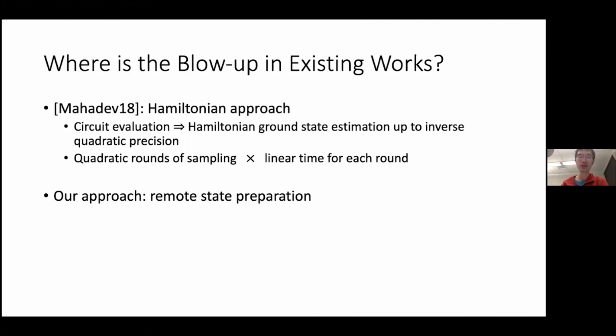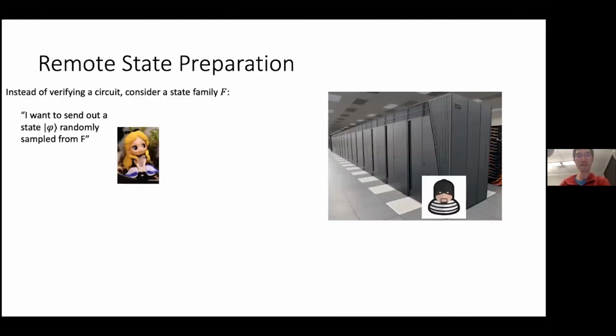This allowed us to break this qubit complexity barrier. So what is remote state preparation? We consider a similar setting as the verification problem before, but instead of verifying a circuit, let's consider a state family F. Suppose the client wants to send out a state that is randomly sampled from F.